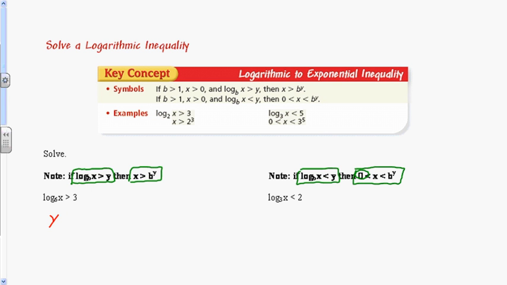So x is greater than base 6 to the 3rd power. So x is greater than 216. Next one we have x is less than base 3 to the 2nd power. x is less than 9, but it cannot be negative, so you add on this greater than 0 part.